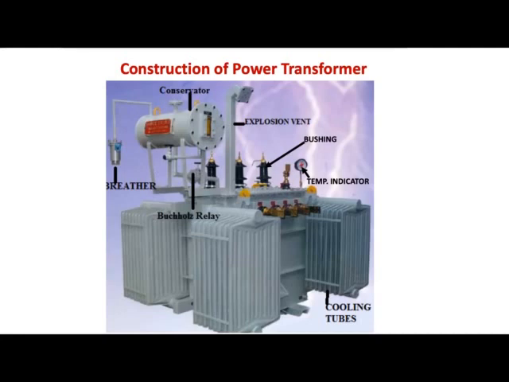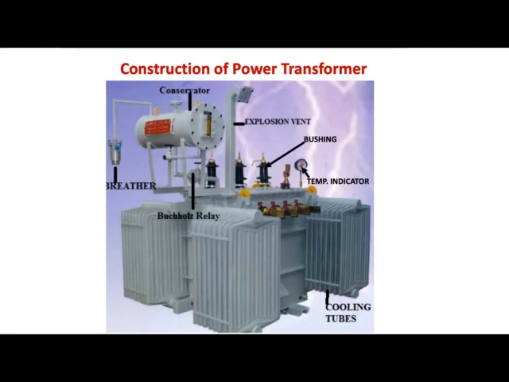Whatever oil is near the winding gets heated up fast, and once it gets heated up, it tries to rise, and through these cooling tubes it goes outside. The ambient is cooler than the inside, so it gets cooled down, and once it gets cooled down, it enters from the bottom of the tank. So there is a natural circulation of the oil due to the heating of the transformer oil, and the cooling tubes help in cooling of that oil. So this natural circulation helps in the better cooling of the transformer.